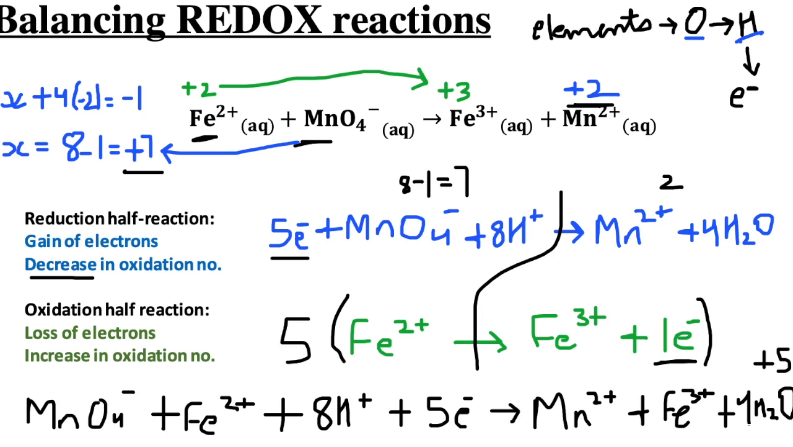Now that we have written the overall equation, we can simplify it further by cancelling the components that are present on both sides of the equation. So we have 5 electrons on this side and 5 on this side. This can be cancelled. We can also cancel hydrogen ions or water molecules if they are present on both sides, but in this case they are not, so we can't do that. So this is how we balance redox reactions. This is the overall balanced equation for this reaction.